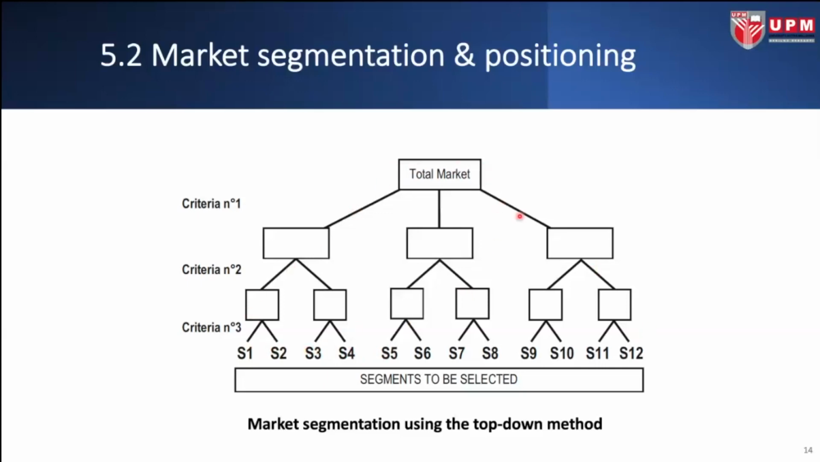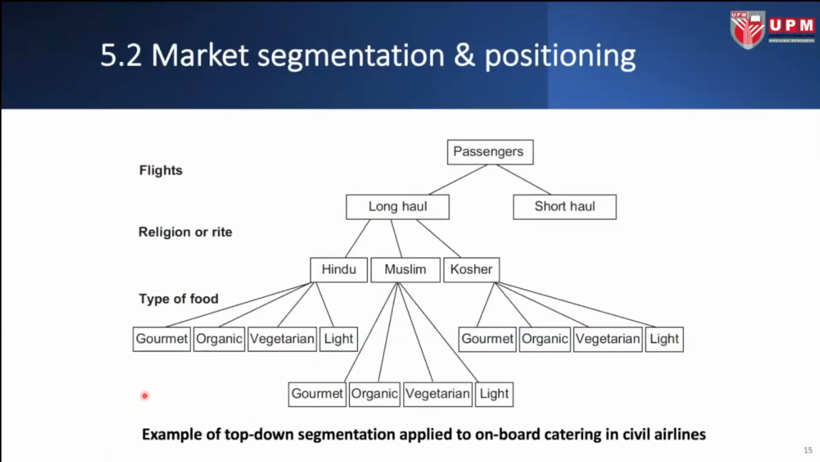So these are examples, or like a template, being used to create market segmentation. So an example of a top-down segmentation being used over here, where we put up passengers, different types of passengers. Passengers can go for long haul or short haul. We can also provide religion, whether they are Hindu, Muslim, or kosher, because it is associated with the type of food they consume. Type of food for Hindu, type of food for Muslim, halal. For kosher, they want only kosher meals in the aircraft. So by having this, you can provide specific segmentation for marketing purposes.